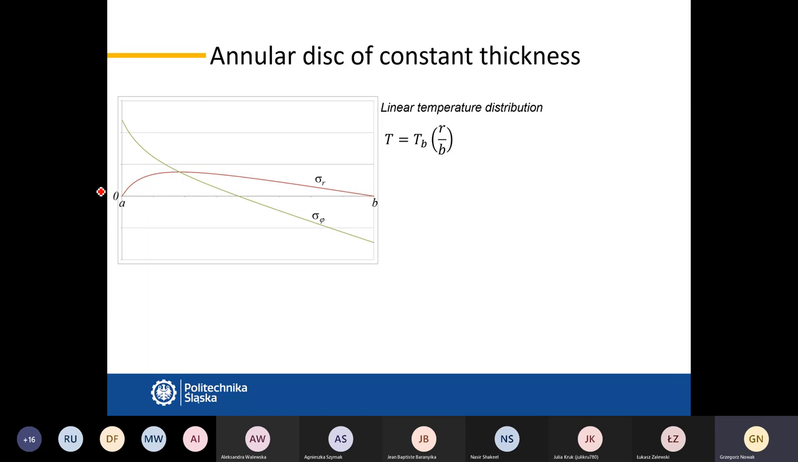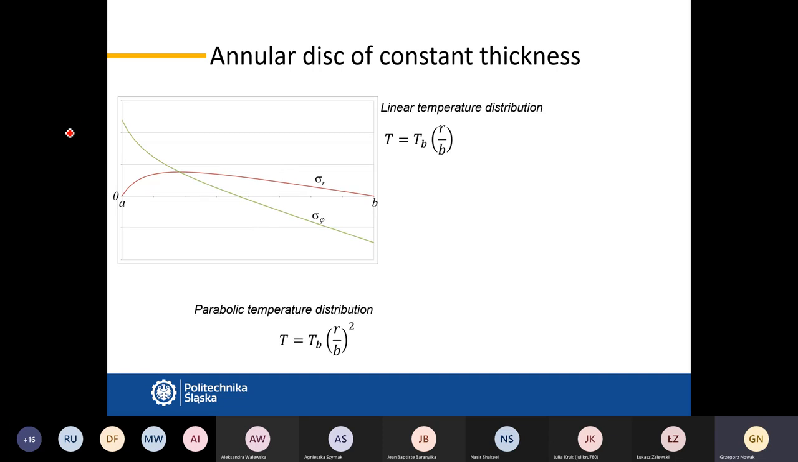Again, the radial stress starts at zero, ends at zero, and the phi stress has quite a big value at the internal surface and lowers down, crosses zero, and gains opposite sign, so a reversed kind of stresses. So if one side is compressive, the other is tensile stress. Of course, it depends on the direction again of the stress. But the higher stresses are at the inner surface.